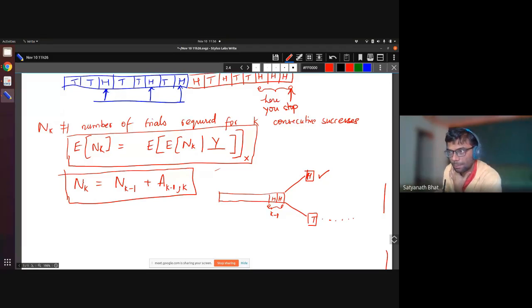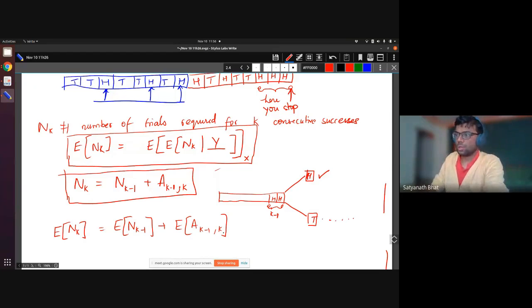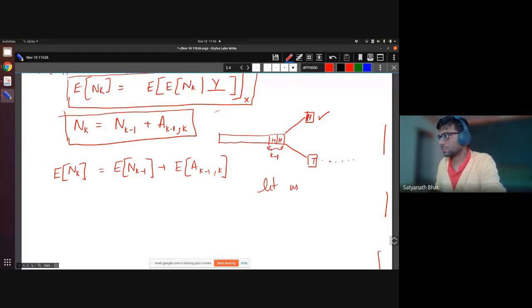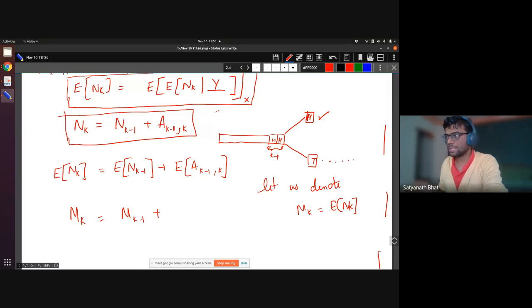And now we will apply expectation. So the expected value of nk is equal to the expected value of n(k minus 1) plus the expected value of a(k minus 1, k). Now for simplification of the notation, let us denote mk to be equal to the expected value of nk. So what this gives us is an equation like this: mk is equal to m(k minus 1) plus the expected value of a(k minus 1, k).